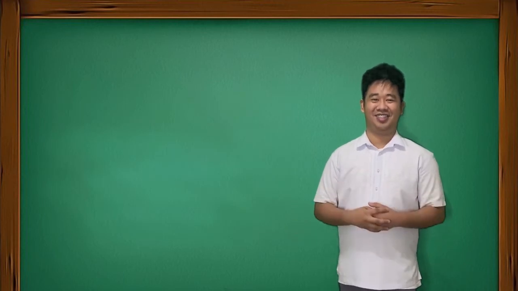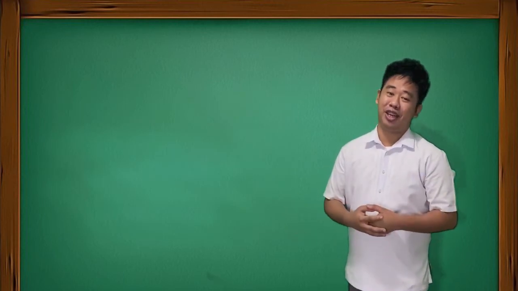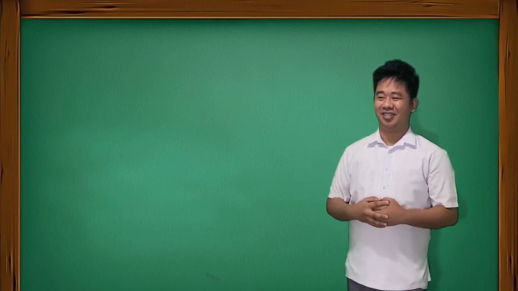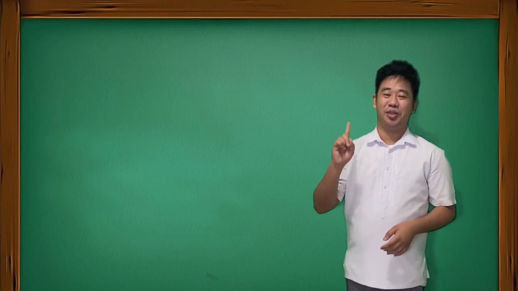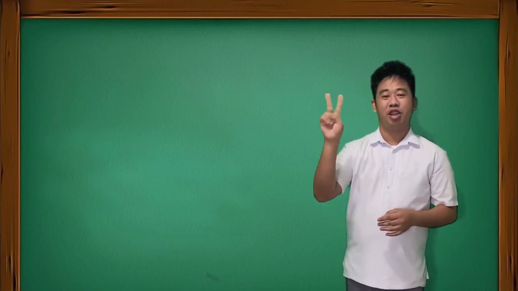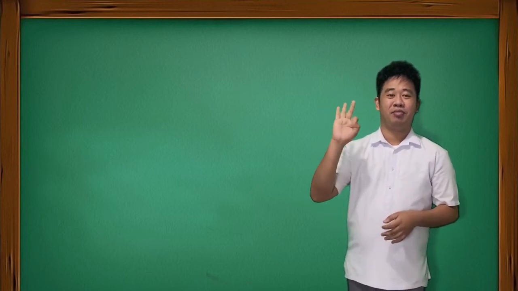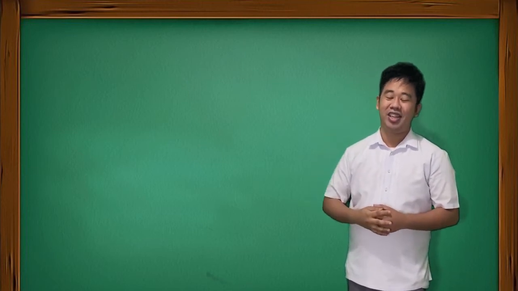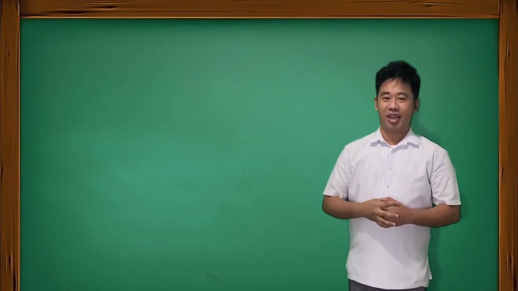Very good. Will you please repeat the five types of workplace hazard? Yes, Kent. Very good. So number one, safety hazard. Number two, physical hazard. Number three, biological hazard. Number four, chemical hazard. And number five, ergonomic hazard.